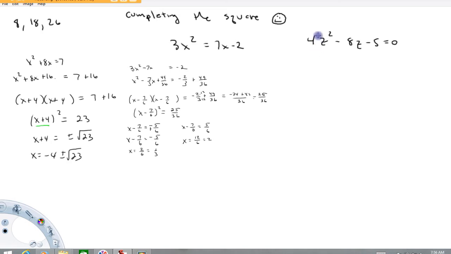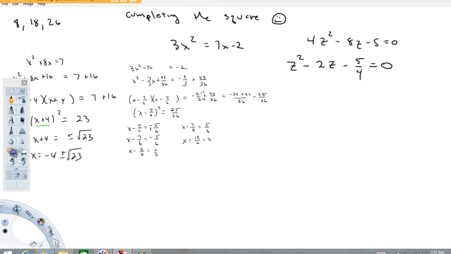Well, the first thing we're going to do is take care of this. Completing the square, not much fun when that's not a 1. It's pretty easy to make a 1, just divide everything by 4. So our next line is going to be z squared minus 2z minus 5/4 equals 0. Now, when you complete the square, you're usually focused on this. This is what you have to deal with. This might as well go over to the right. So if we add that to both sides, we'd have positive 5/4 on the right.